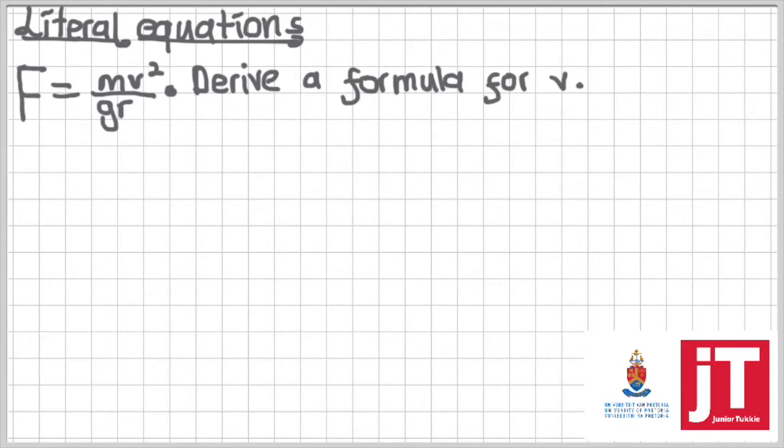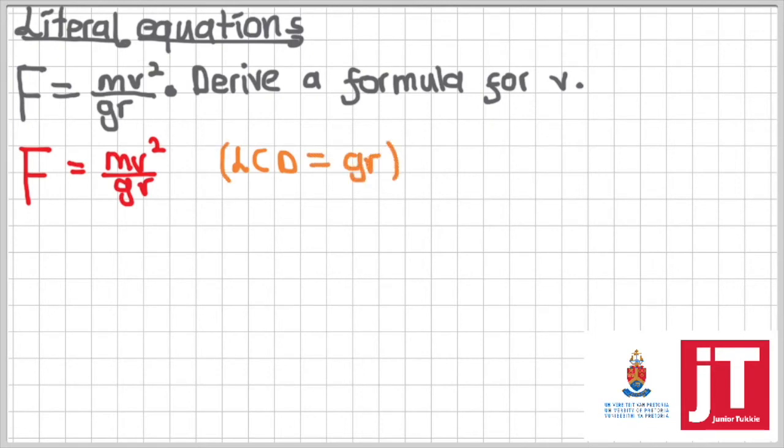Looking at it, you are dealing with a fraction, so you need to state your LCD. So I'm going to rewrite the same question the way that it is given. Thereafter, I state that my LCD, which is gr, I'm going to multiply both sides by the LCD gr. If I do that correctly, I should get f times gr is equals to mv squared.